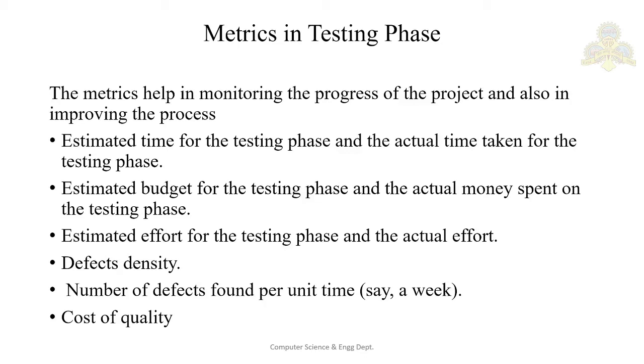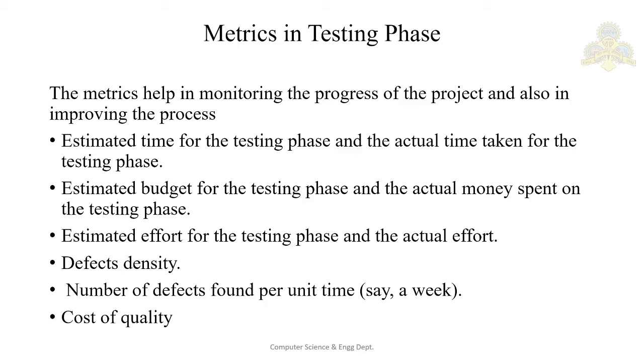Next is the number of defects found per unit time, that is, per week, per 15 days, something like this. So during the testing phase, the testing team has to keep track of the number of defects found per week or per fortnight or per day, something like that. Now, tracking this data helps in finding out when the testing can be stopped.